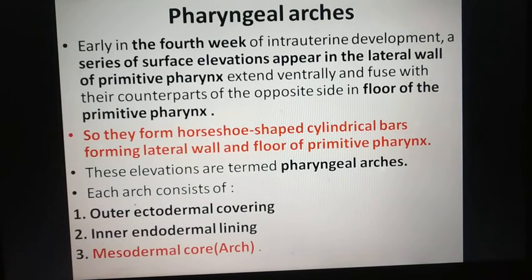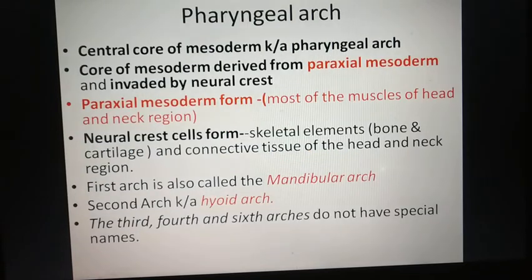Now first of all, about pharyngeal arches, they appear in the 4th week, and these are horseshoe shaped cylindrical bars which form the lateral wall and the floor of the pharynx. Now the mesoderm of the pharyngeal arch develops from the paraxial mesoderm, and this paraxial mesoderm forms the muscles of the head and neck.